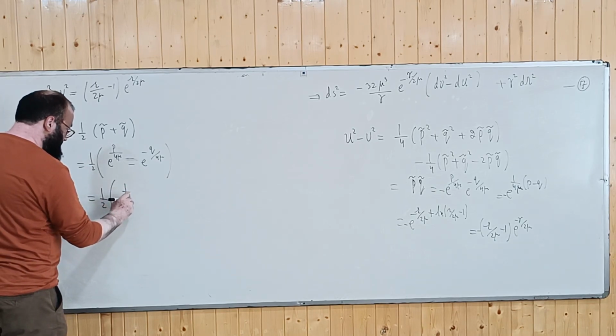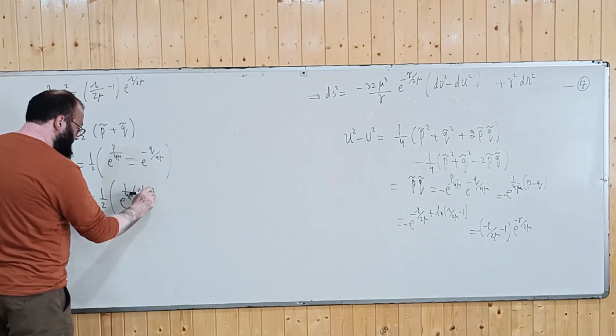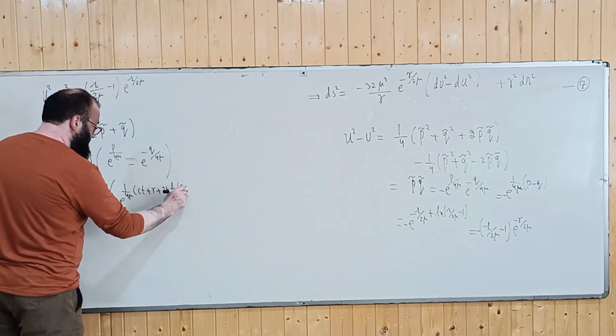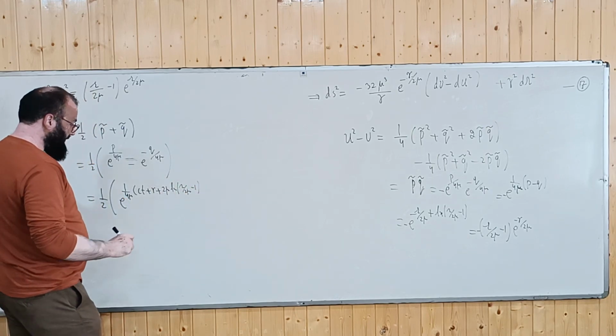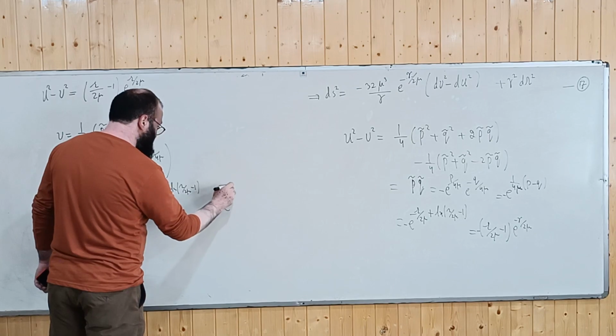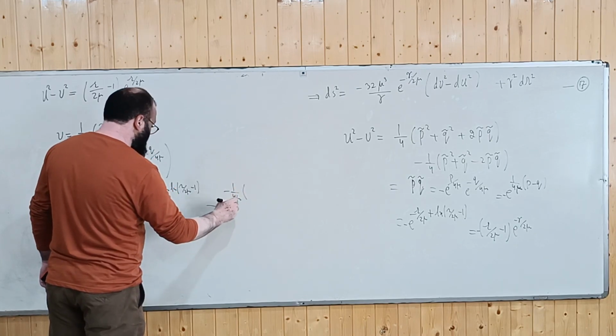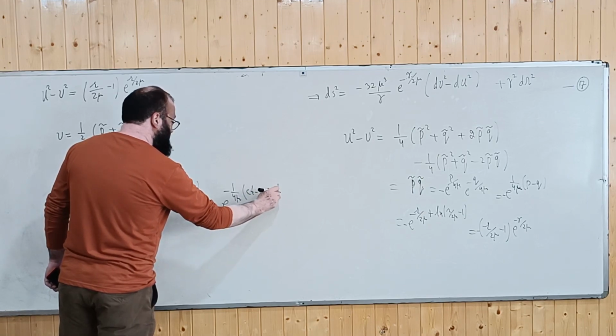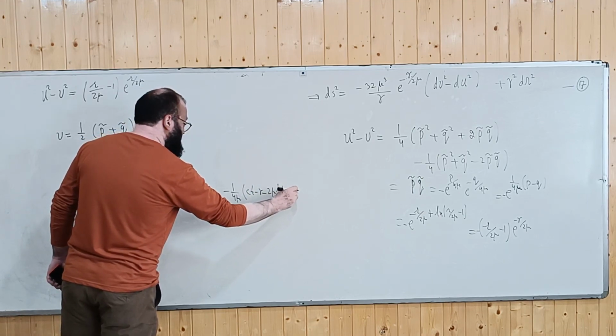So it's 1 by 4 mu, that is ct plus r plus twice mu natural log of r by twice mu minus 1. Then you are having e raised to the power minus 1 by 4 mu. Q is how much? ct minus r minus twice mu natural log of r by twice mu minus 1.